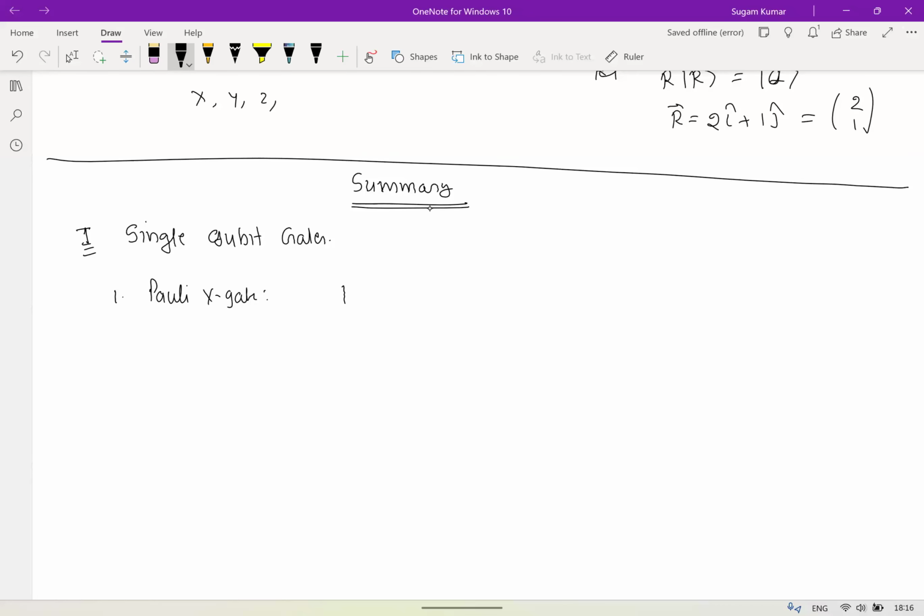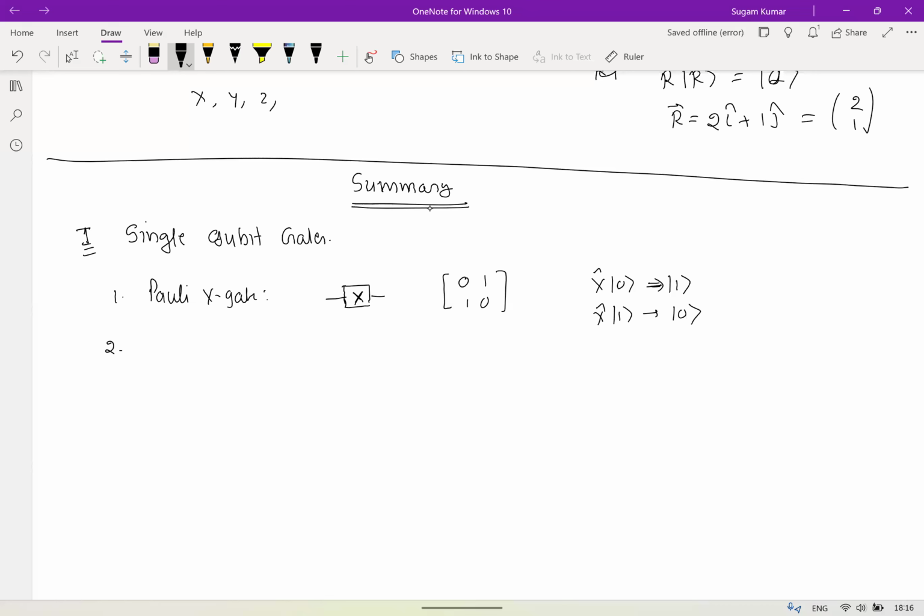The symbol is this one, X, and this is how we use it. In matrix form, this is nothing but [[0, 1], [1, 0]]. What it does: when you operate X on 0, it makes it 1. And when X operates on 1, it makes it 0.